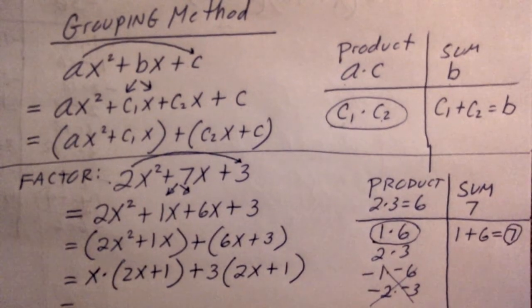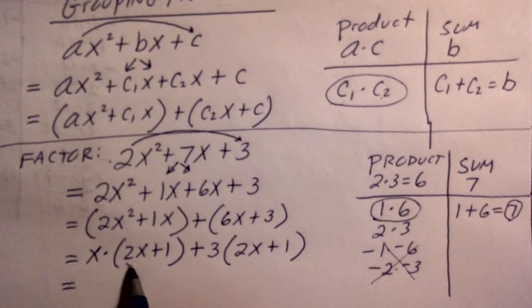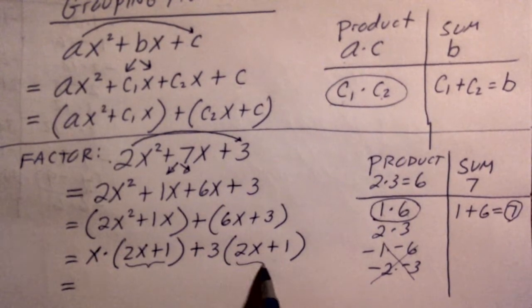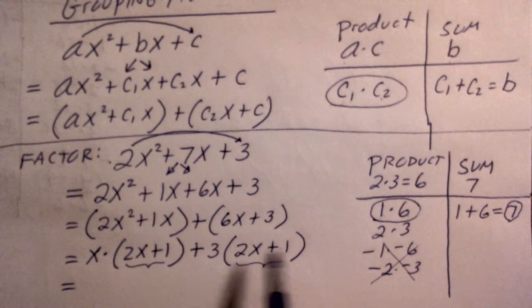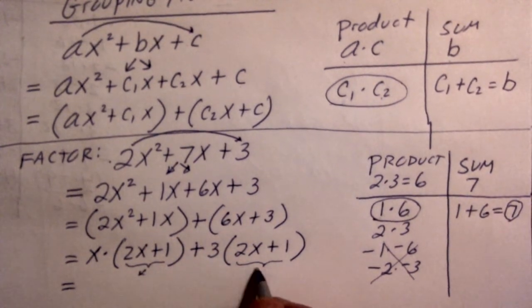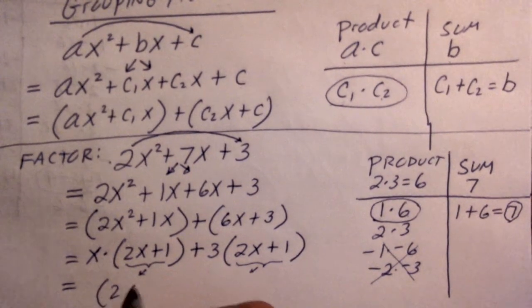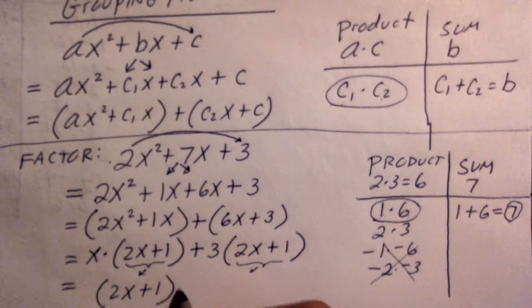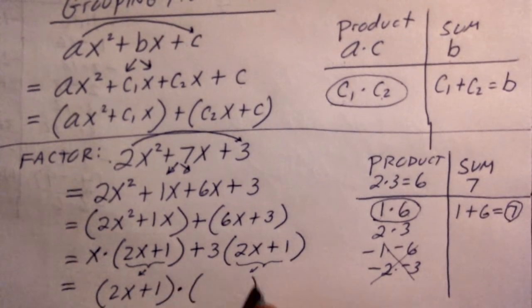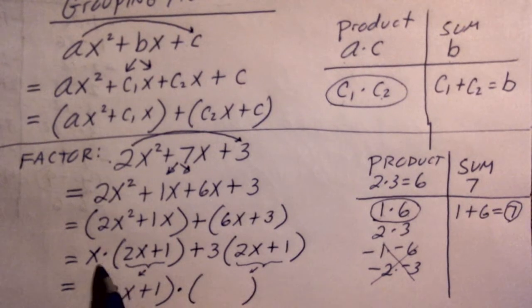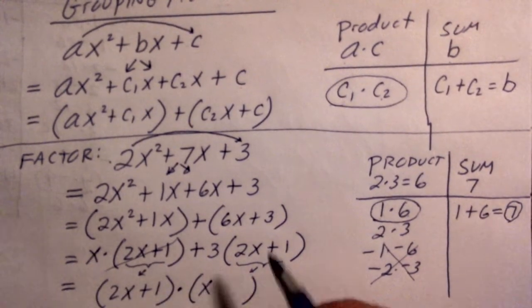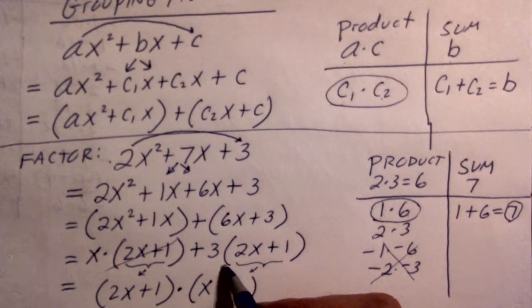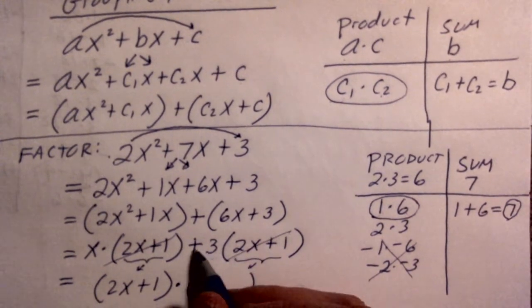Now you can see that both these terms have a common binomial factor of 2x plus 1 here. Being the case, I can factor the 2x plus 1 out of both these terms, and here it is, times what would I leave behind in doing so? Well, when you factor 2x plus 1 out of the first term, you're going to leave behind just x. That goes here. When you factor 2x plus 1 out of the second term here, you're going to leave behind just a plus 3.